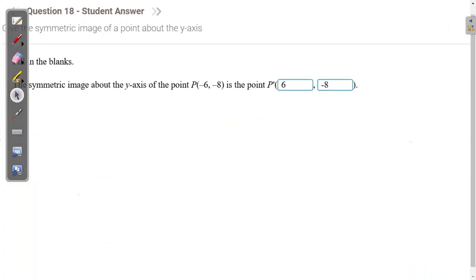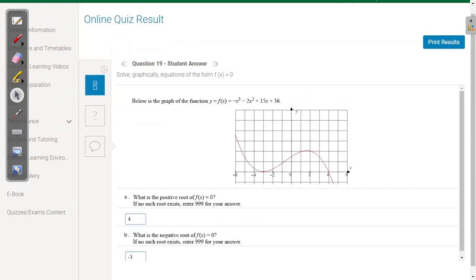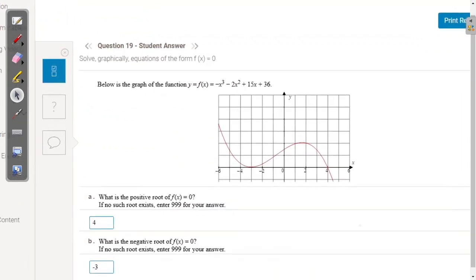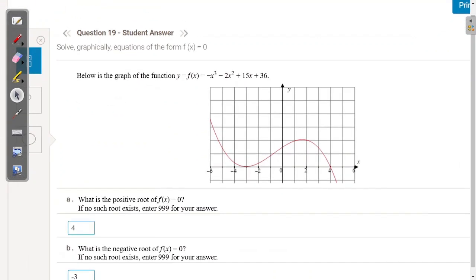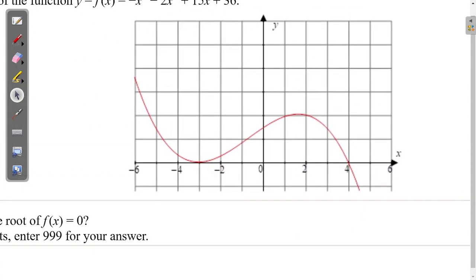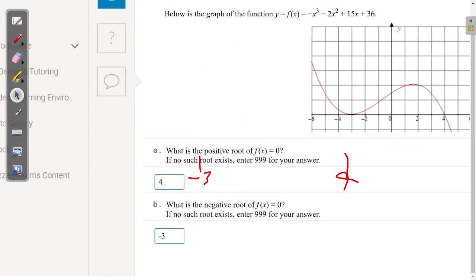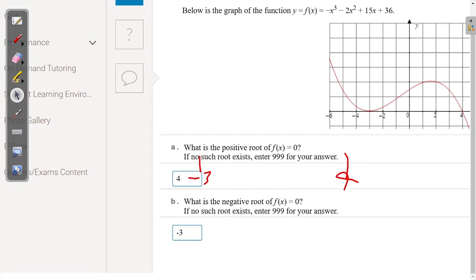Symmetric about the y-axis, you just change the x. So negative 6 becomes positive 6. The y does not change. F of x equals 0. So you look at where it intercepts the x-axis. Here and here. Negative 3 and 4. They want the positive root, which is 4, and the other one negative is negative 3.